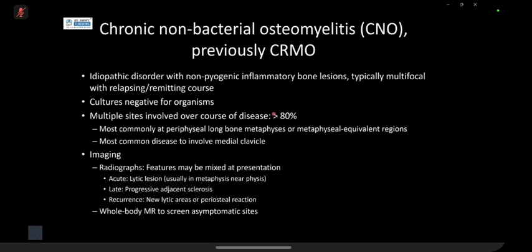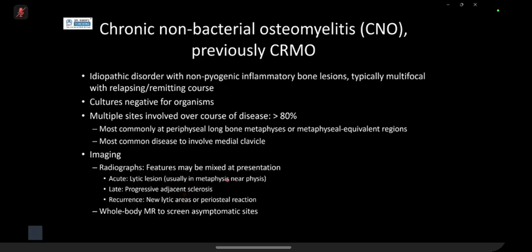So just a little bit of what it is. It has a relapsing remitting course. They say non-pyogenic because there's no bacterial growth. Typically multifocal, but patients can still have systemic features like fever, so it's like a systemic JIA picture. It is more common if you are at higher risk, if you do have some underlying inflammatory disease, so good for your question of is there any underlying JIA. You get multiple sites involved, and as I said earlier, long bone metaphyses or metaphyseal equivalents, and it's the most common disease to involve your medial clavicle. In the adults, you think of SAPHO, which comes with pustulosis and skin changes as well.